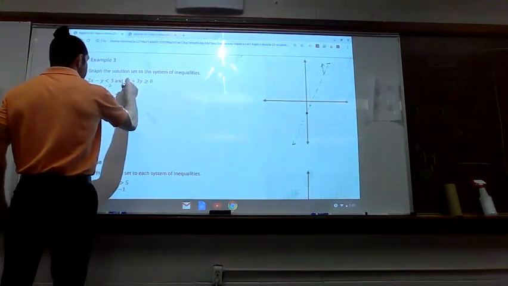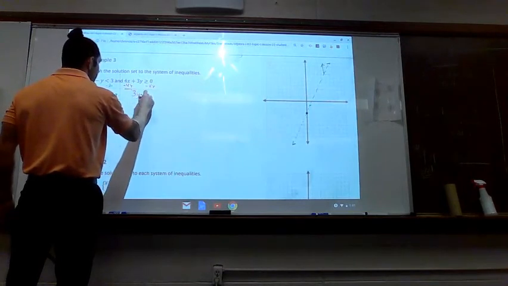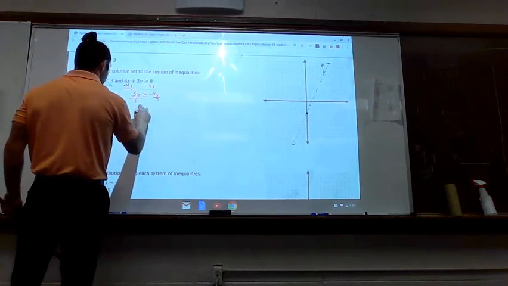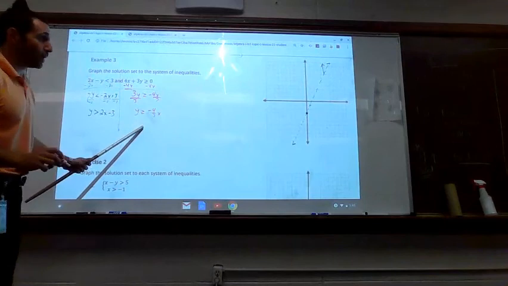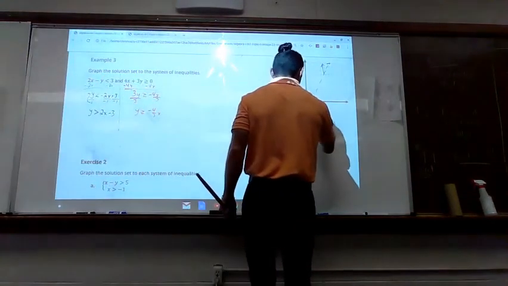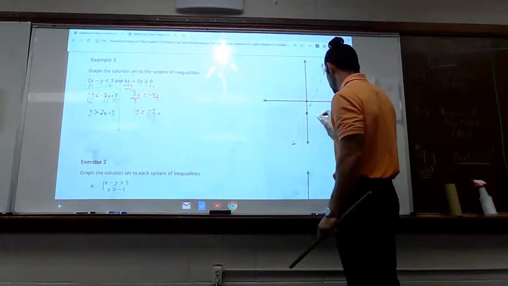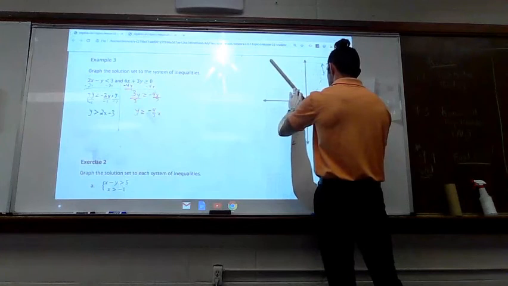So now I'm going to subtract 4x from both sides. Why? Because I'm trying to get it into slope-intercept form. Greater than or equal to negative 4x. Divide by 3. y is greater than or equal to negative 4/3 x. So where's my y-intercept? It's at 0. I go down 1, 2, 3, 4 over 1, 2, 3. And this time it's a solid line.